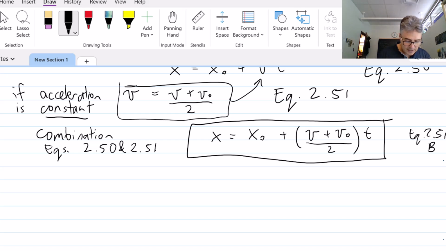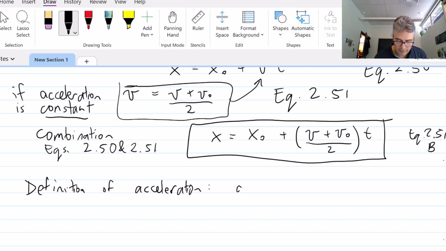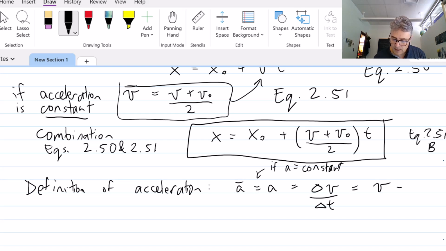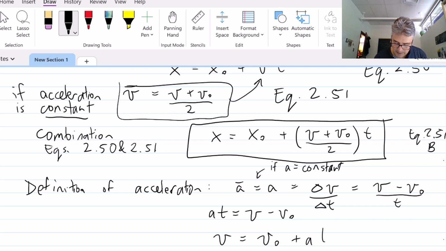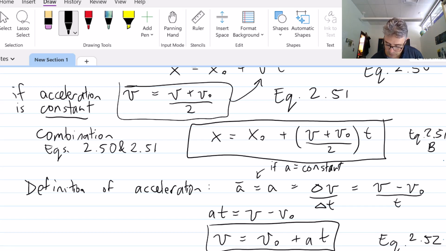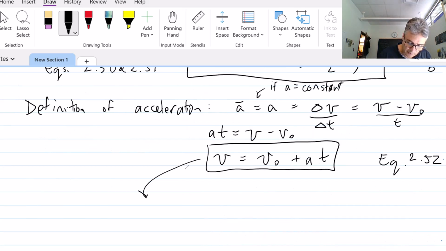So that's a good one to know. First equation of 4. Second equation is from the definition of acceleration. Well, actually, this is the definition of average acceleration, but that's the same as acceleration if A is constant, which is just delta V divided by delta T. So again, with our definitions, that's V minus V initial, all divided by the time. And so you can rearrange that. You get A times T is equal to V minus V0. So V is equal to V0 plus AT. So I'm going to call that equation 2.52.